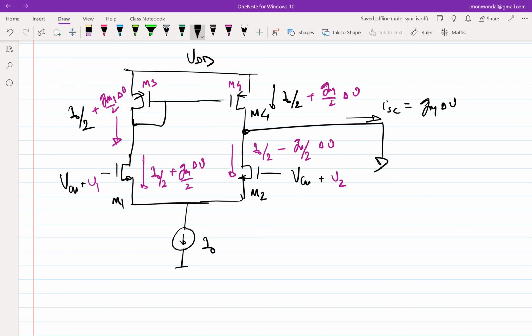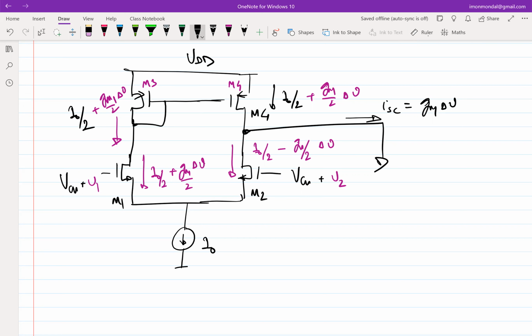So what was the short circuit current in the earlier contraption where we didn't have the mirror on the top? GM1 by 2 times delta V, right? Just by adding a mirror, you have been able to double the short circuit current. So that's good, because ultimately we want as high a GM as possible, but as high an R out as possible. Okay, make sense?